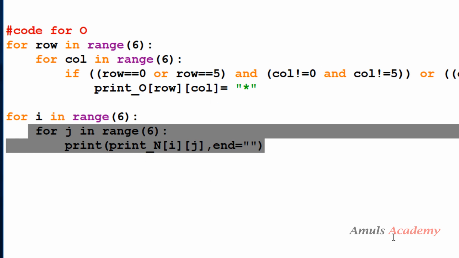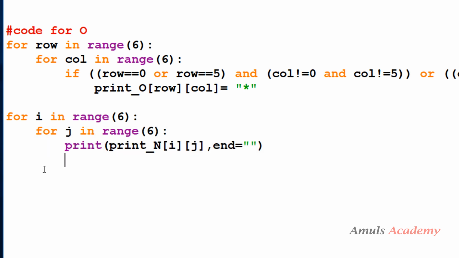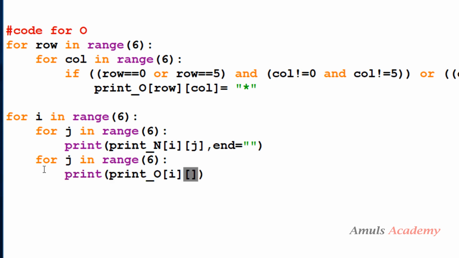Okay, it will print N first. Next, followed by that, we need to print O. So that's why I'll take the for loop for O, for j in range. Here also 6 columns in O. So print I followed by j, end equal to empty string.